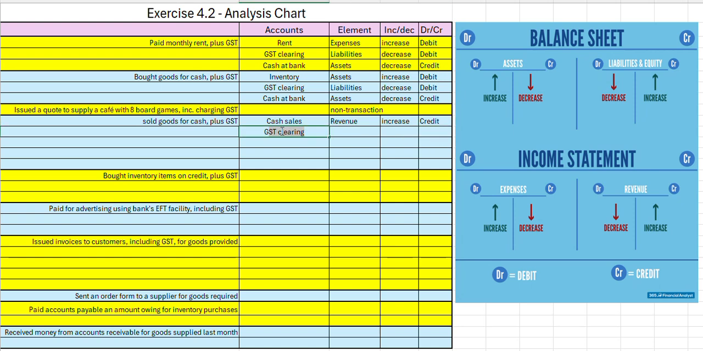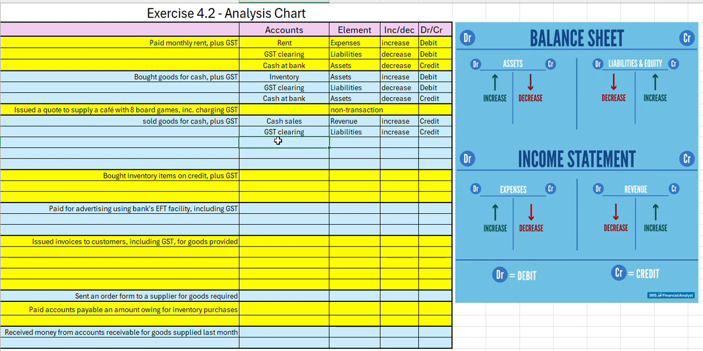GST effect again. GST, as we talked about before, is a liability. Now this time we're collecting some GST on behalf of the tax office. So we owe that money. It's not ours. We owe that money to the ATO. So that's increasing our GST liability. When we increase the liability, if we look at our rules, that will be a credit entry as well.